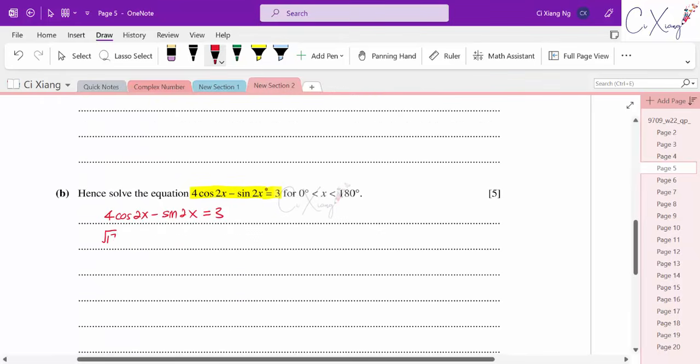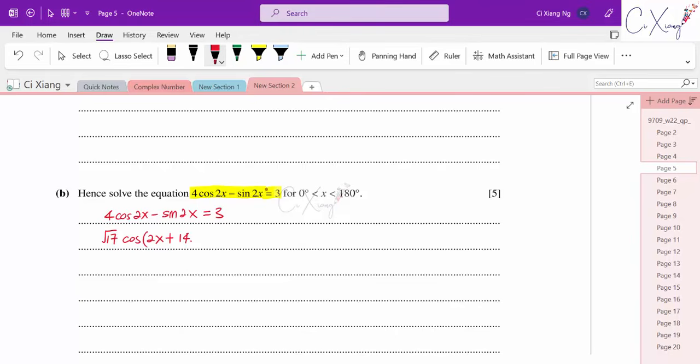I'm having square root 17 and then cos with 2x, it is not x anymore, it should be 2x, and then plus 14.04 degree equals to 3. And now I want to further solve the equation so that I can get the value for x.